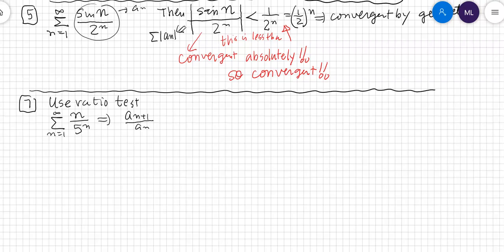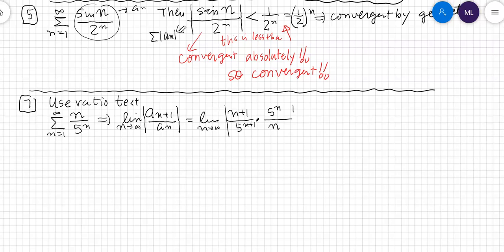What I'm saying is, I have to take the limit. The limit as n goes to infinity of a n plus 1 over a n, which is n plus 1 over 5 to the n plus 1, times 5n and then n. Everything is positive, so I don't need to put absolute value.